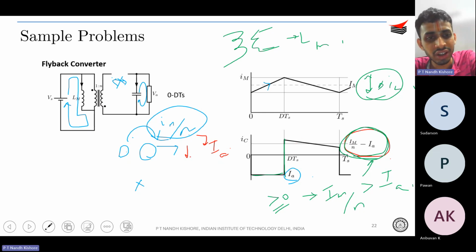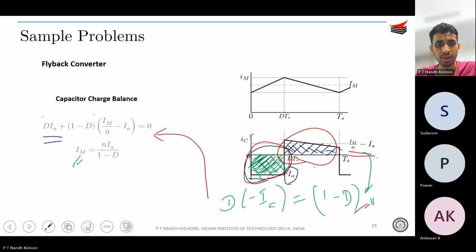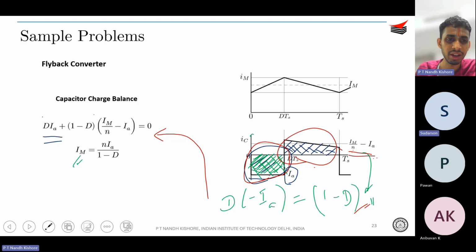Okay, got it? Yes, sir. Does this answer your question, or is it still not clear, based on the charge balance? Yes, sir. Clear, sir. Okay, thank you. Then we will move ahead with the next.